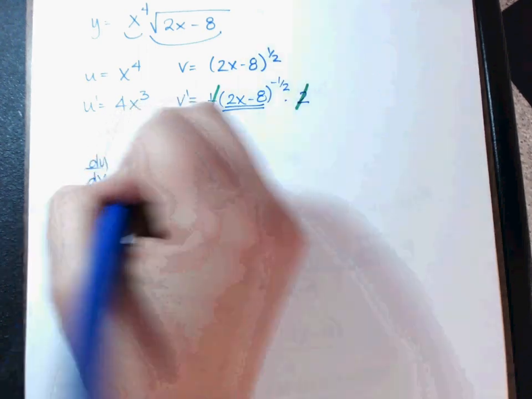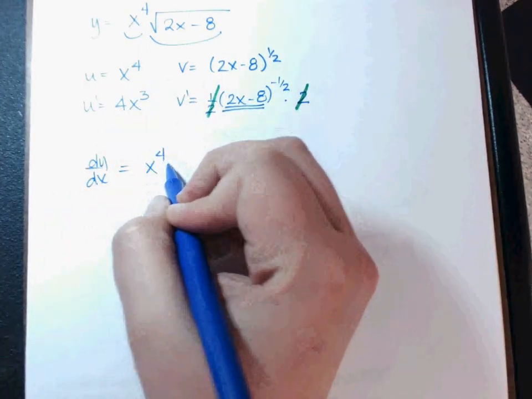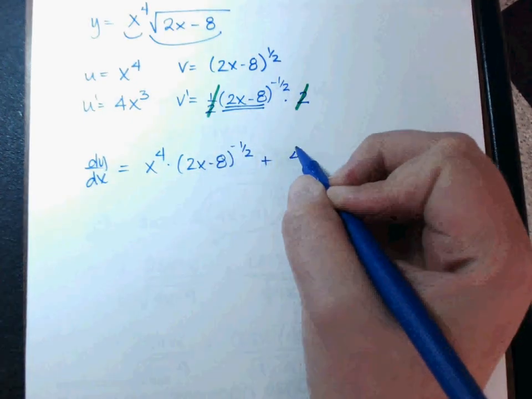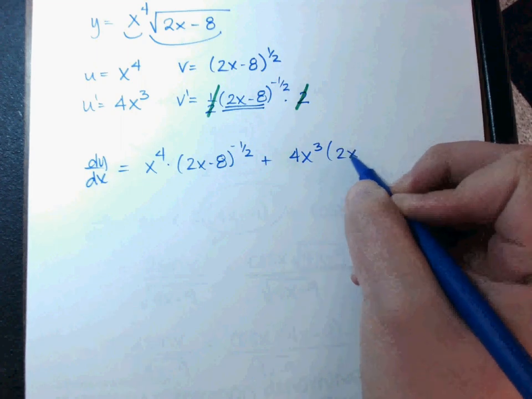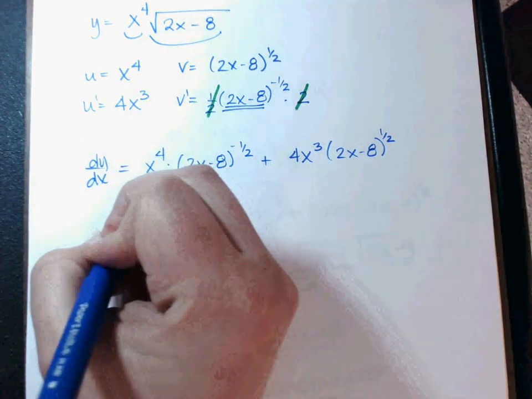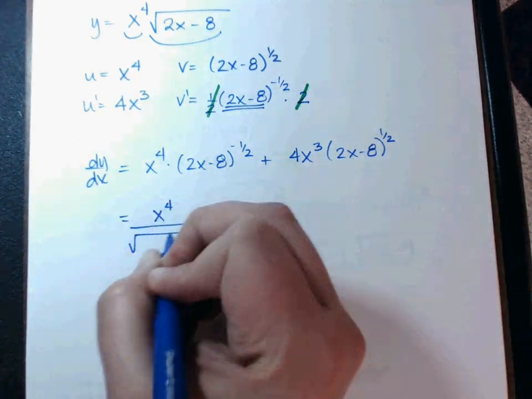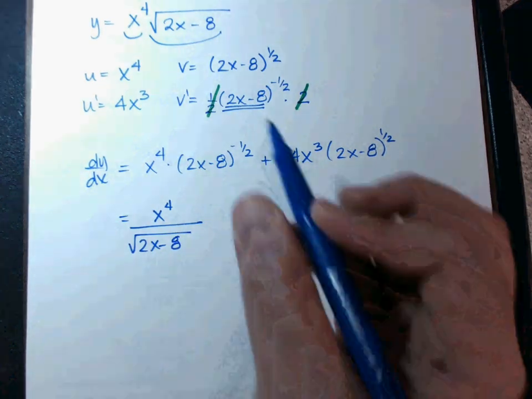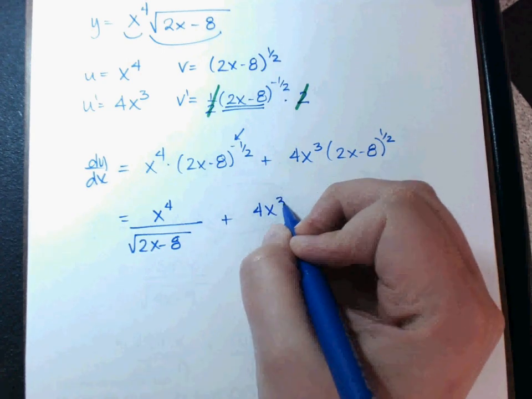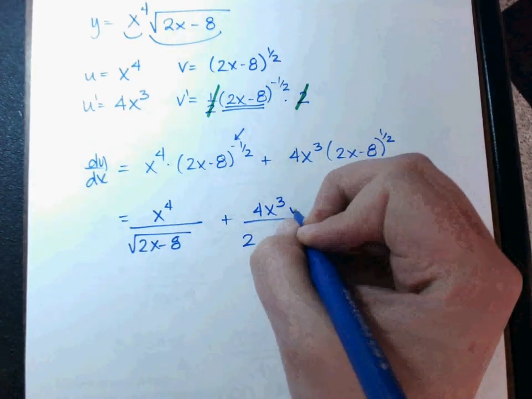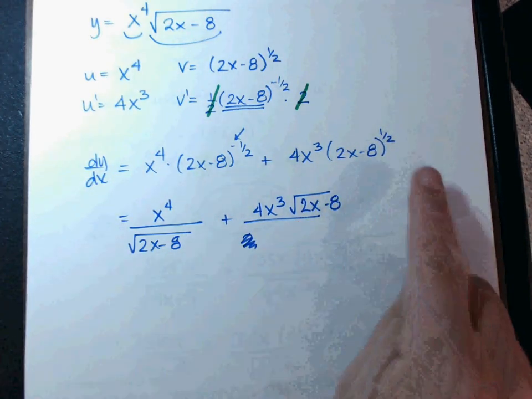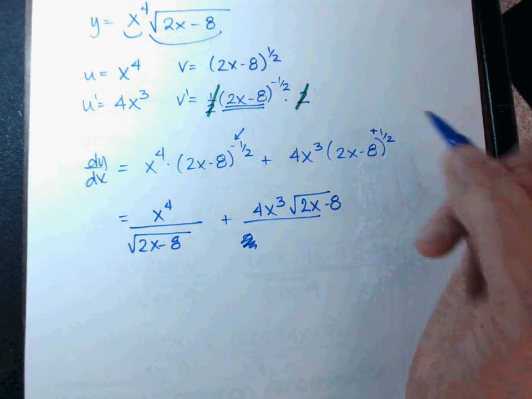dy dx equals, it'd be x to the 4th times 2x minus 8 to the negative 1/2 plus 4x to the 3rd, 2x minus 8 to the positive 1/2. Then I'm going to rewrite. This 2x minus 8 goes to the bottom because of the negative right there, plus 4x to the 3, 2x minus 8 would be on top. Okay, and the reason that one doesn't move down is because it was a positive 1/2 power.